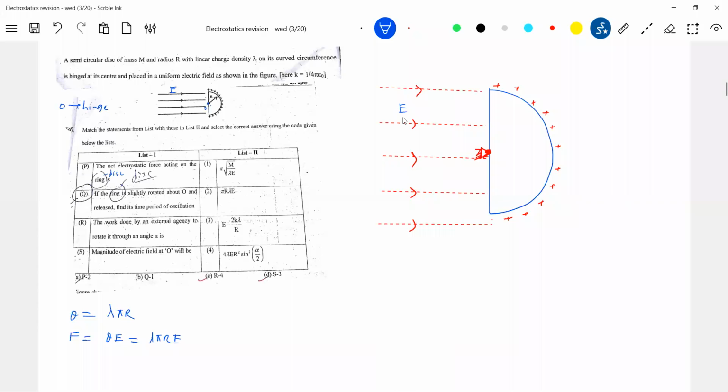So there's a net force acting on that structure. It's a semicircular disk, but the charge is present only on what? On the semicircular path. It's not a uniformly charged semicircular disk. It's a disk, but charge is present only on the circumference. This is the condition. And now after this, if the disk is slightly rotated about O and released, find its time period of oscillation. Okay, let's say it is slightly rotated.